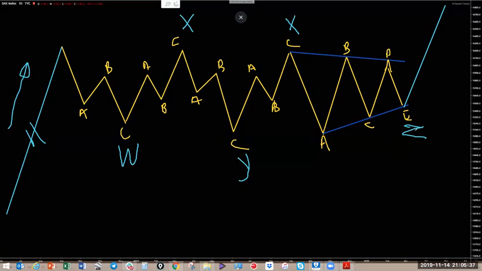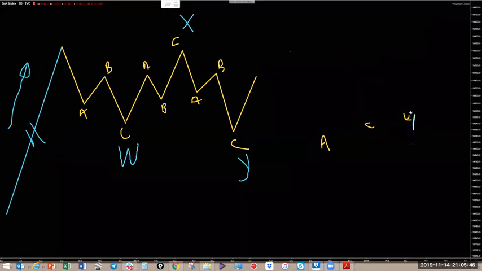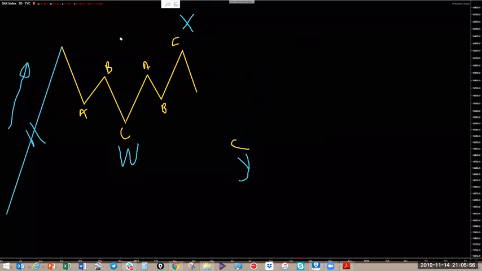And then you get a move to the upside. Now if it is only a double XY, it's fine. You can have a triangle on a Y if it is only a double XY. But even on a double XY, you cannot have a triangle on a W. You can have it here on a Y. Your Y can be a triangle. So your triangle can be there.